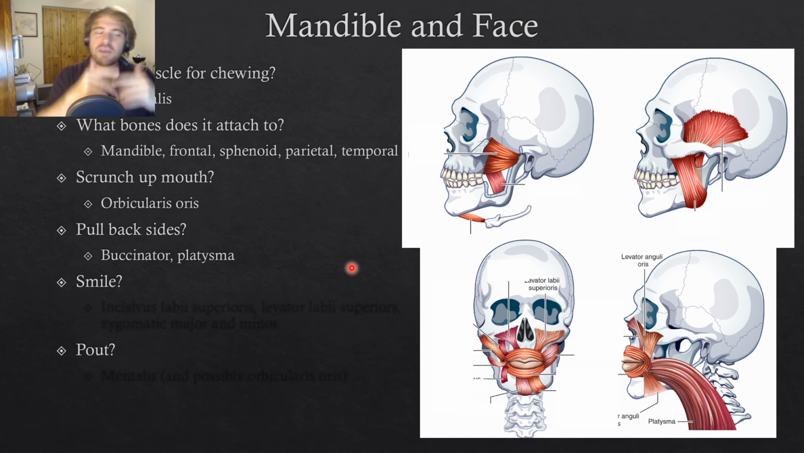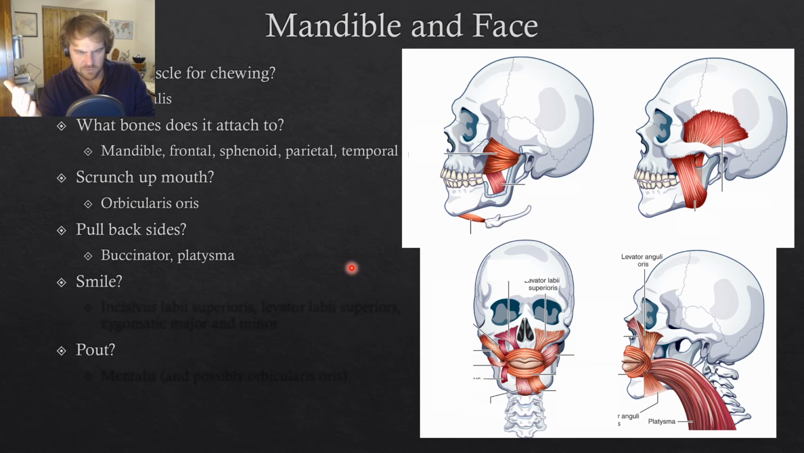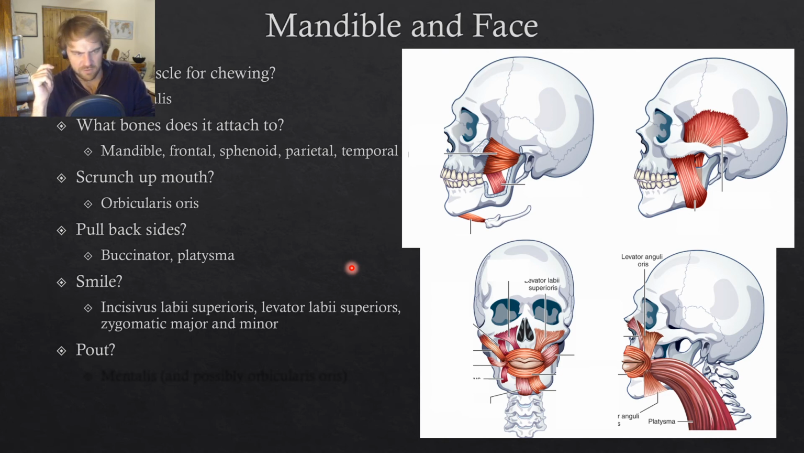In addition to these two that are pulling back on the sides, what is going to allow you to smile? There's quite a few, so go ahead and name a couple. One is not covered on this. I didn't quite cover it correctly. Well, it is the incisivus labii superioris, the levator labii superioris, which you can see here. I should have covered it, and the zygomatic major and minor.